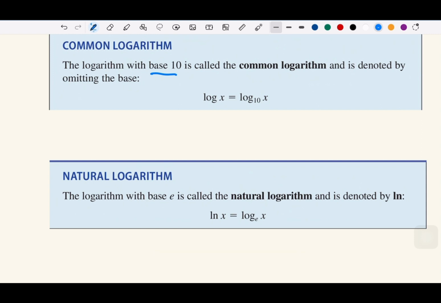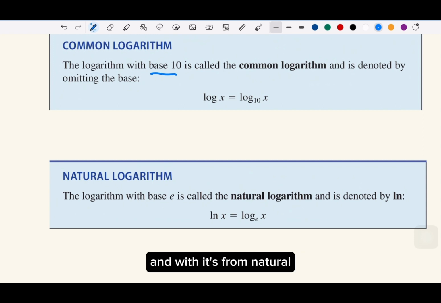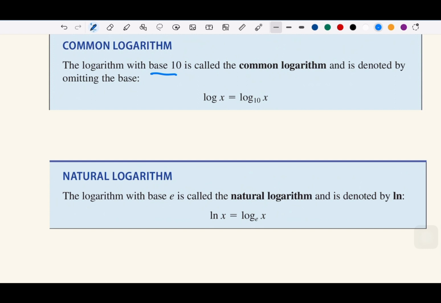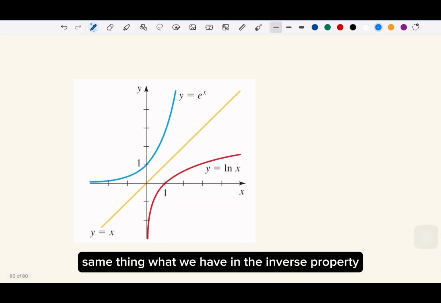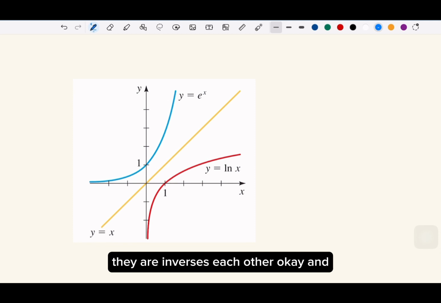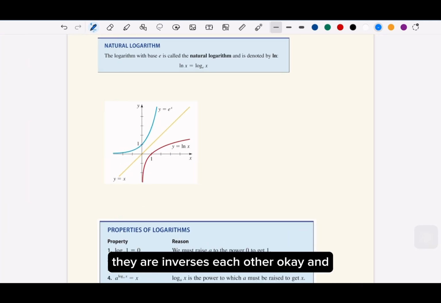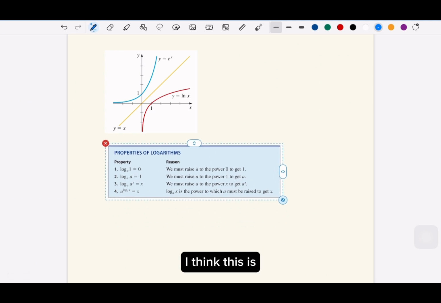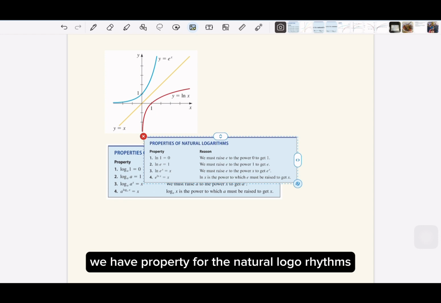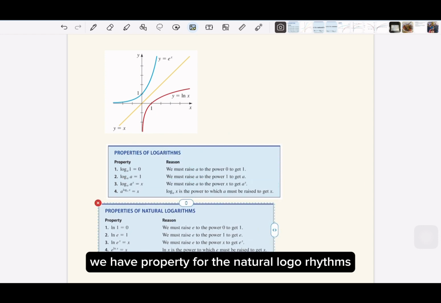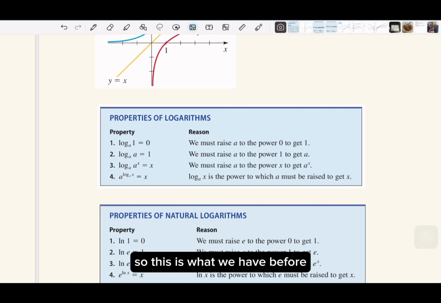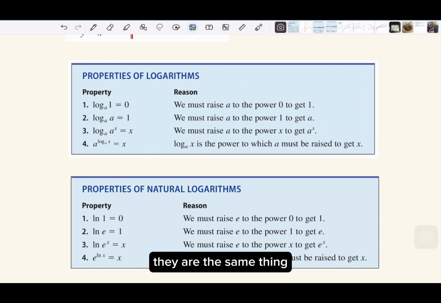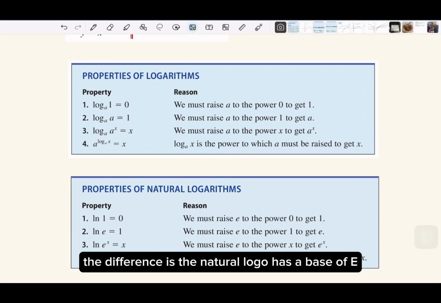Or we could just simply write ln. It's from natural, so it's logarithm of natural, or natural logarithm. And of course, same thing as what we have in the inverse property: looking at ln x and e to the x, they are inverses of each other. This is a property of the logarithm, and similarly we have a property for the natural logarithm. So this is what we had before. Both properties are the same thing. The difference is the natural logarithm has a base of e.